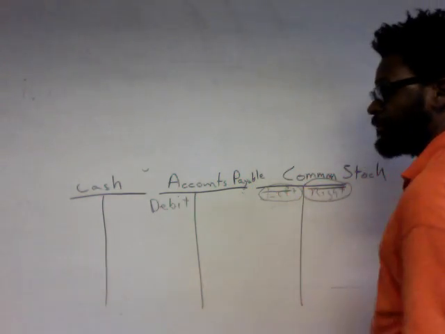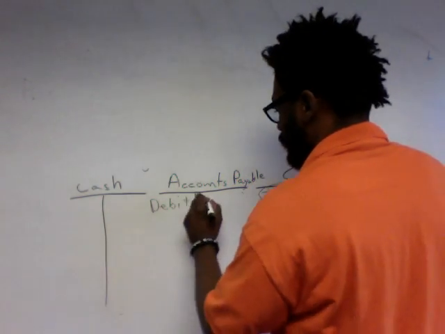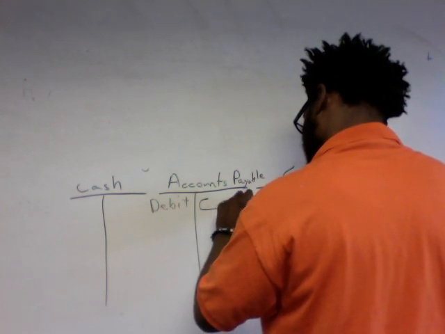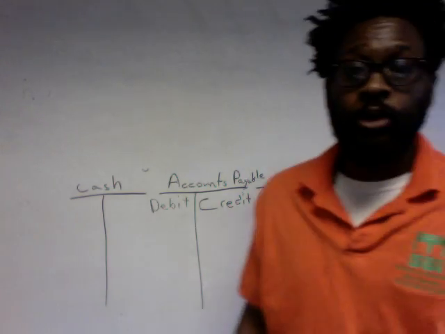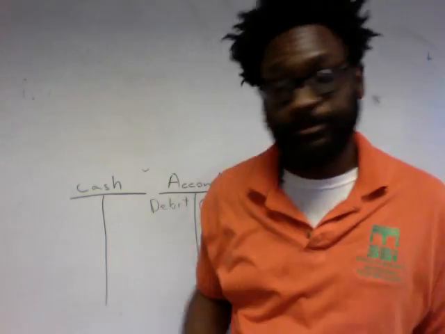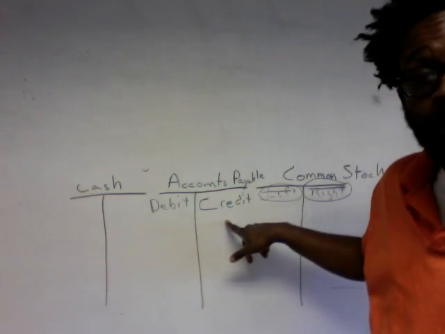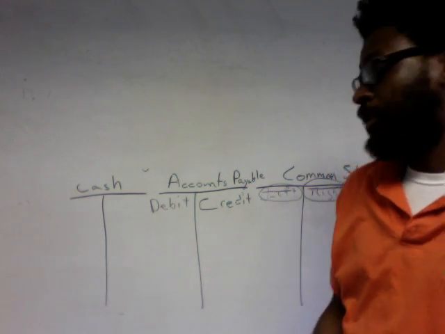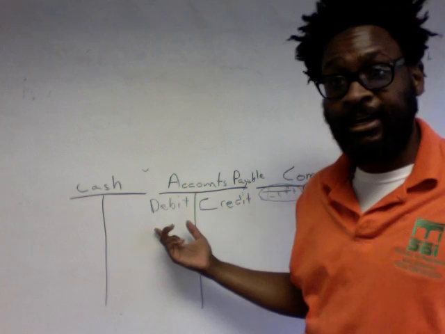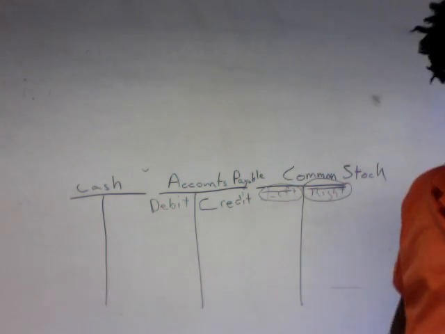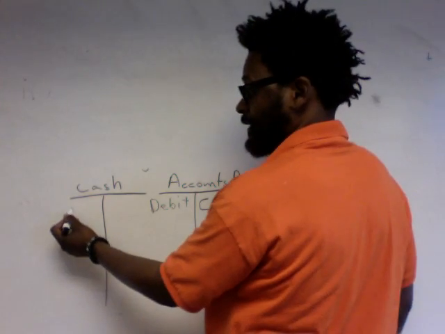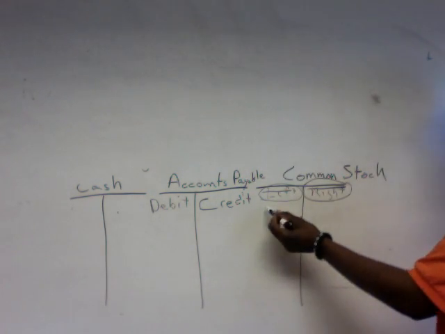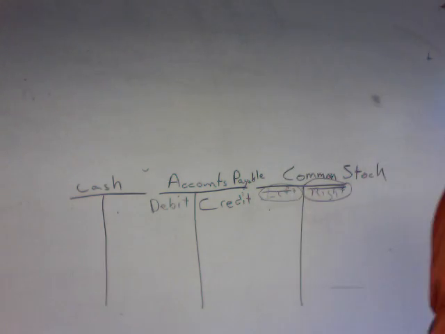Right side of the T account, we won't use the word right. We're going to use the word credit. Credit simply means the right side of the T account. That's all credit means. So we have debit, left side of the T account, credit, right side of the T account.